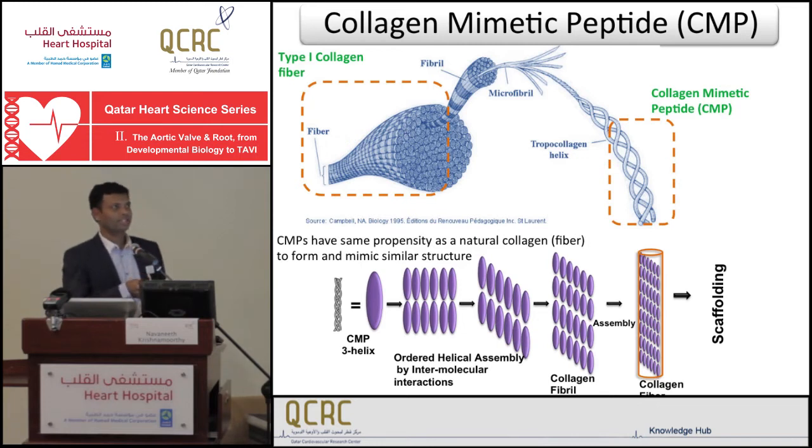This is the normal structure of collagen. You can see the macromolecular structure here, which is available in the extracellular matrix. But the building blocks for this structure are called collagen mimetic peptides. They are unique structures called the tropocollagen helix. If you concentrate on this collagen mimetic peptide, you are able to translate this structure into a nanofiber structure after engineering whatever desired properties you require for your specific tissue engineering.